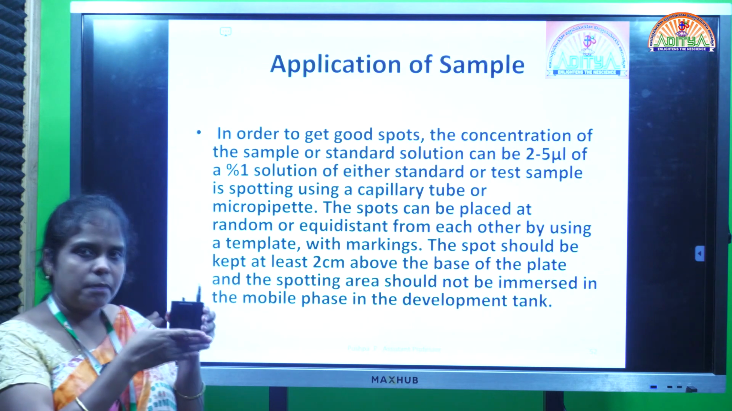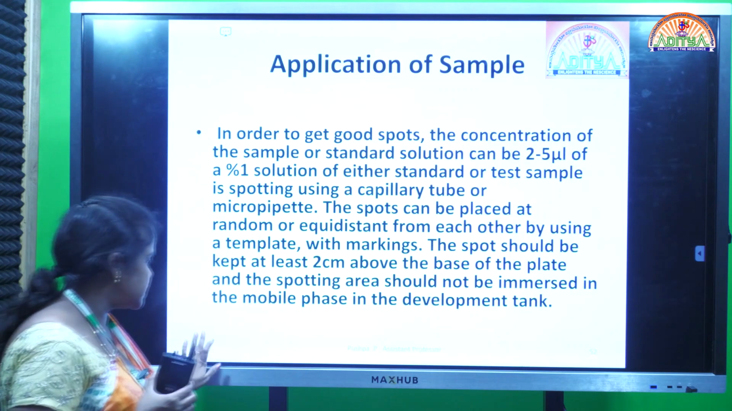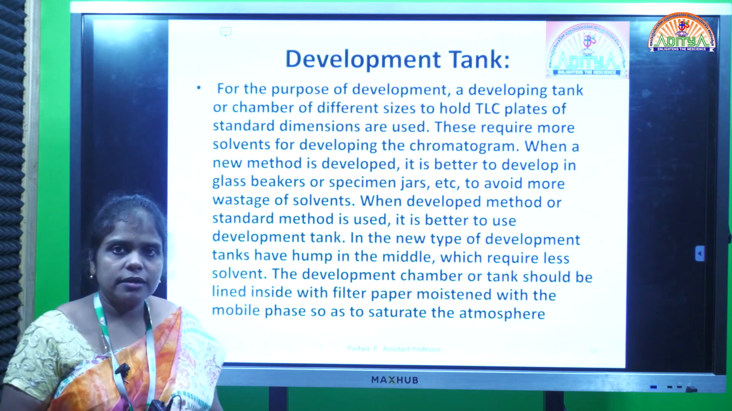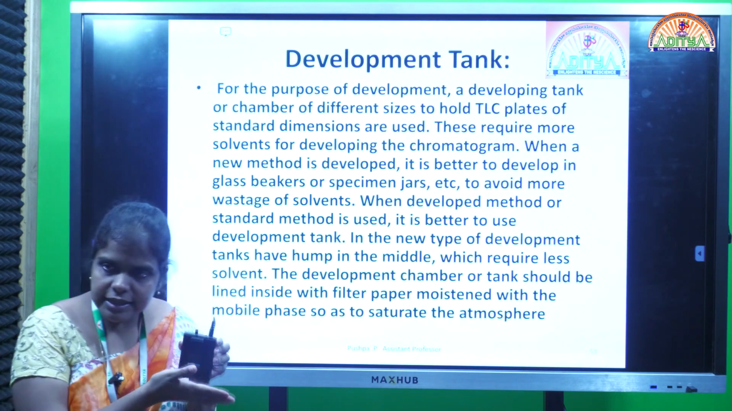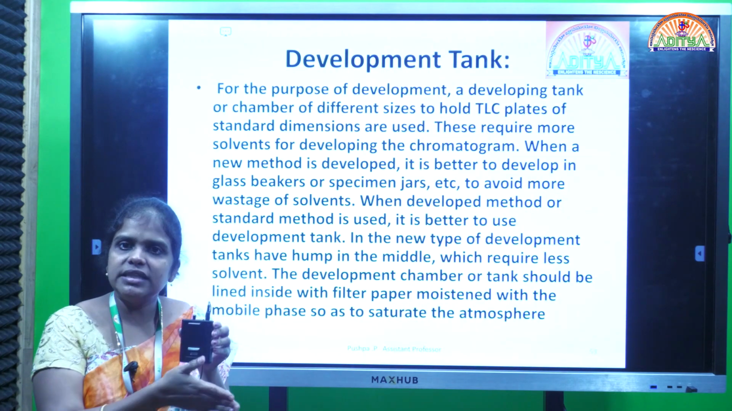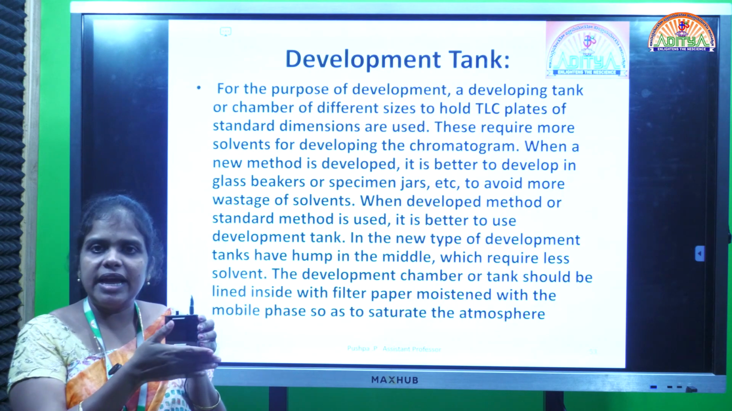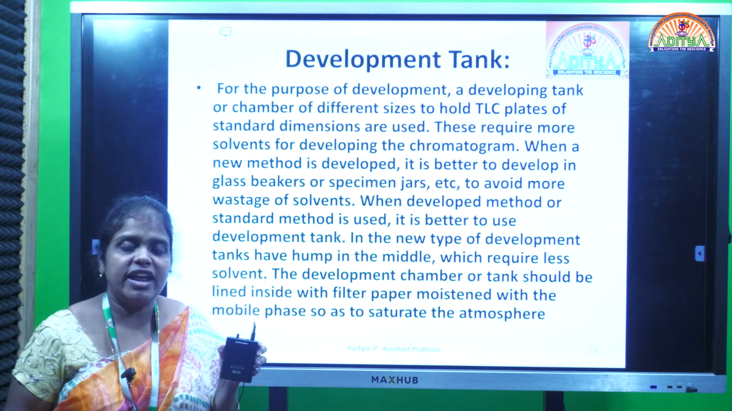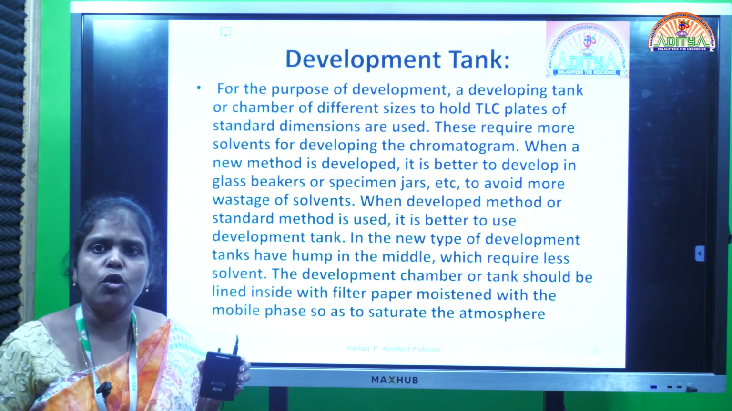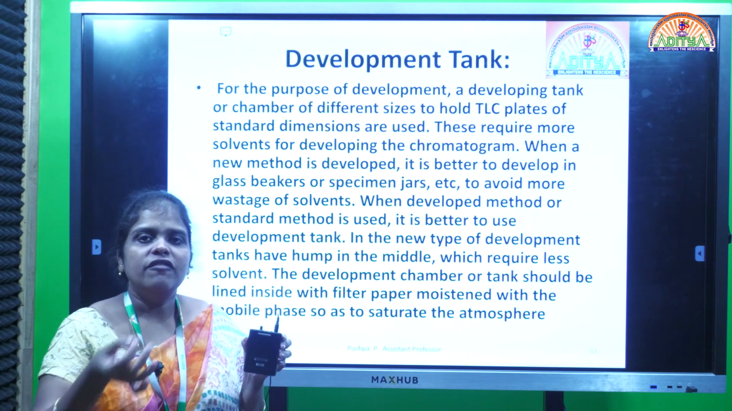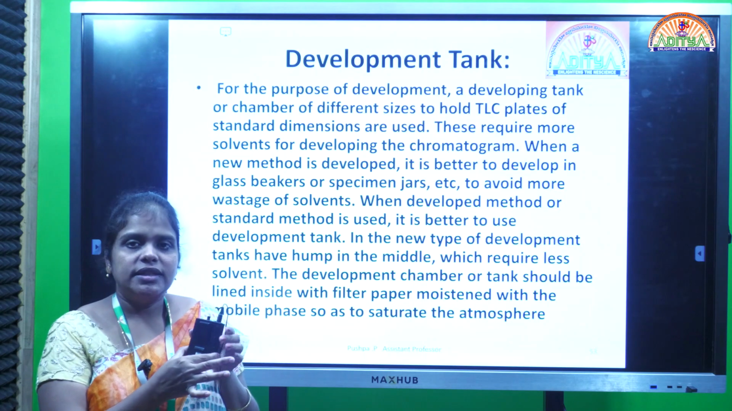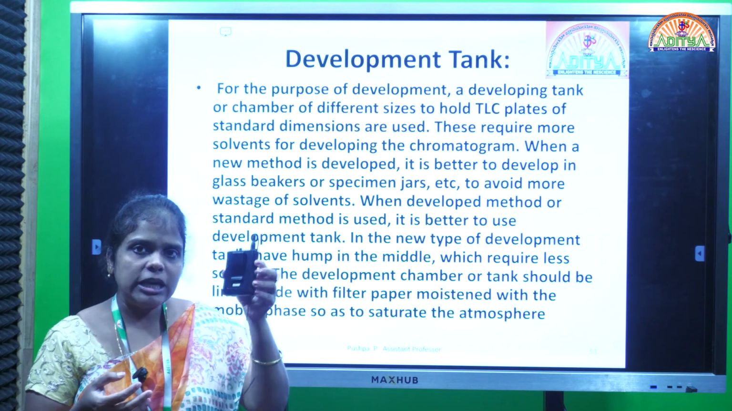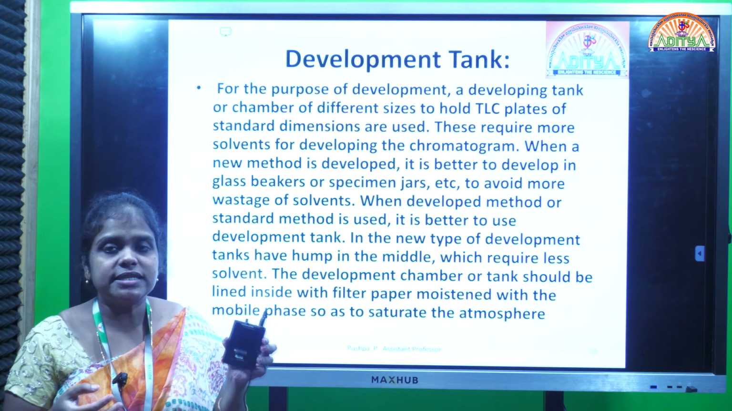After applying the spots, what do you have to do? The next step is the development tank. First we take the TLC plate, apply the slurry on it, and dry the applied slurry. That is called activation. Whenever the TLC plate with the slurry is activated completely, we apply the spots. That plate with the sample spots you keep in the tank called the development tank.